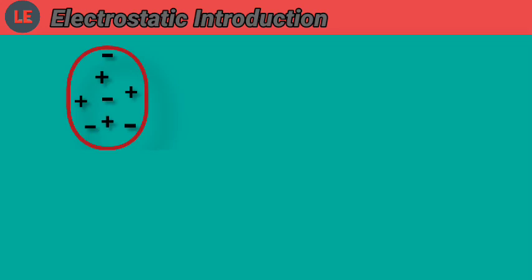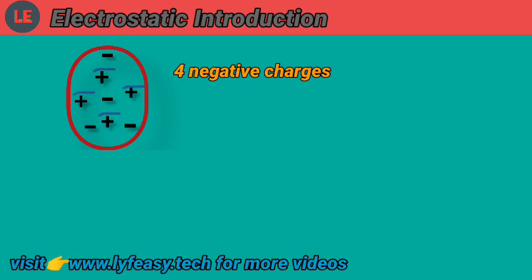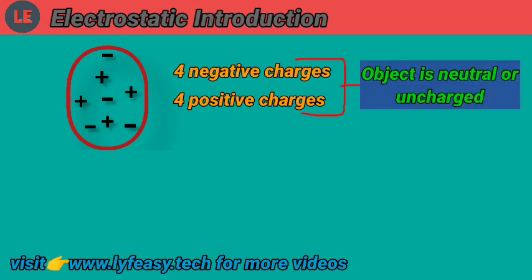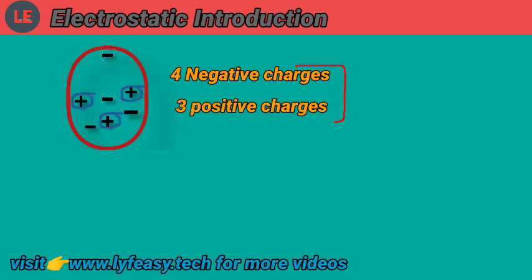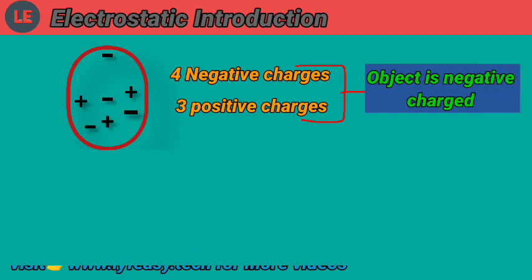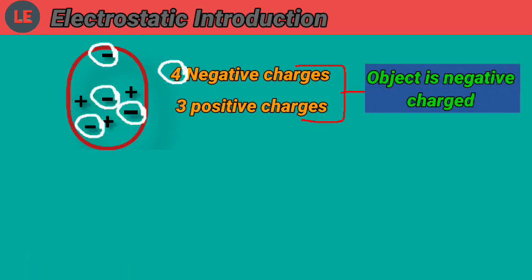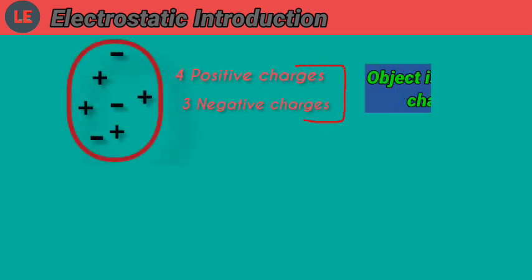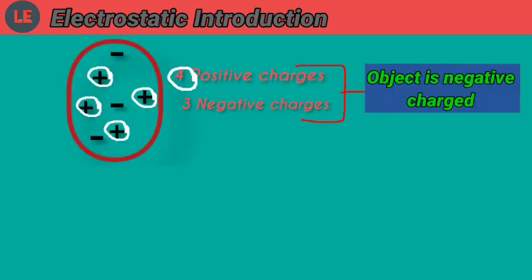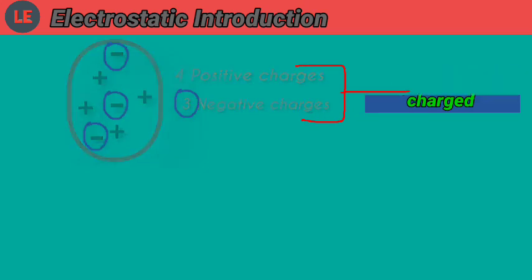Let us take this oval object with some charges inside. We have 4 negative charges and 4 positive charges. So in this case of an equal number of charges, we say the object is neutral. Then this object has 4 negative charges and 3 positive charges. This object is said to be negatively charged as the number of negative charges exceeds the number of positive charges. So for a positively charged object, positive charges are more than negative charges.